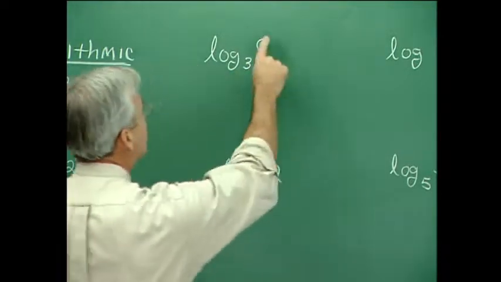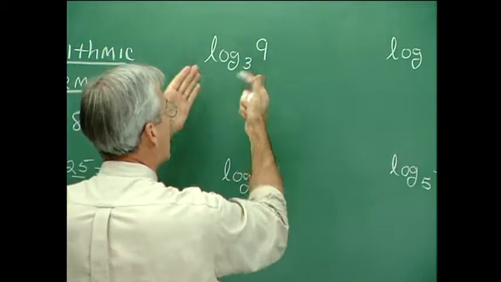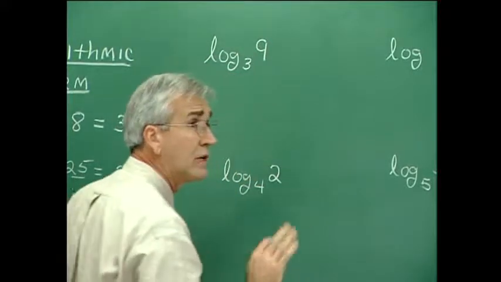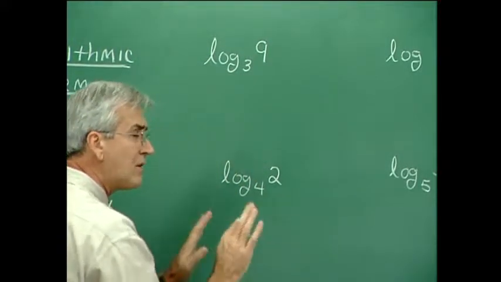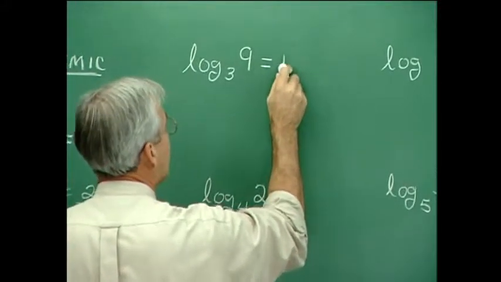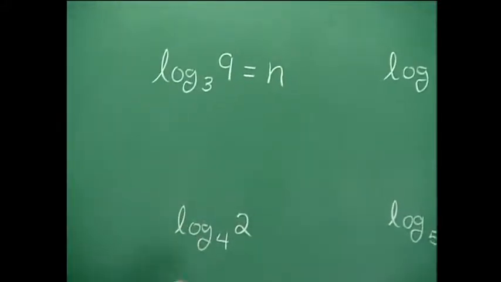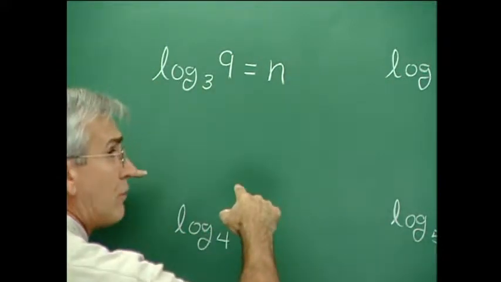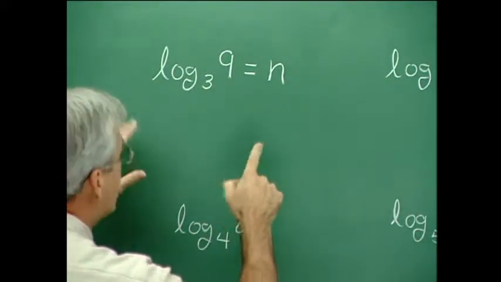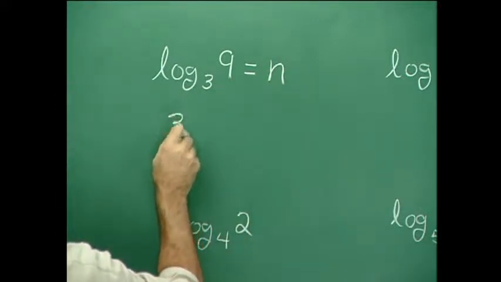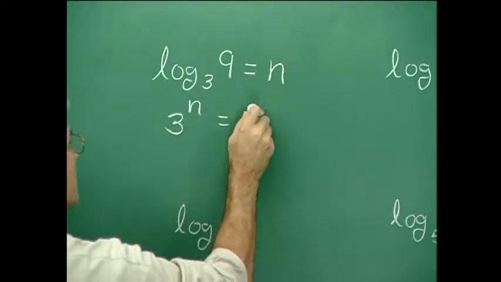Now, sometimes we'll easily be able to see through them, like this one, and we can go immediately and say this is equal to 2. Or if we can't see through them easily, here's what we need to do. We'll set this equal to some letter, like n, and now we go from the log form into the exponential form to solve this. Here's how it works. Base exponent, so we have 3 to the n power is equal to 9.